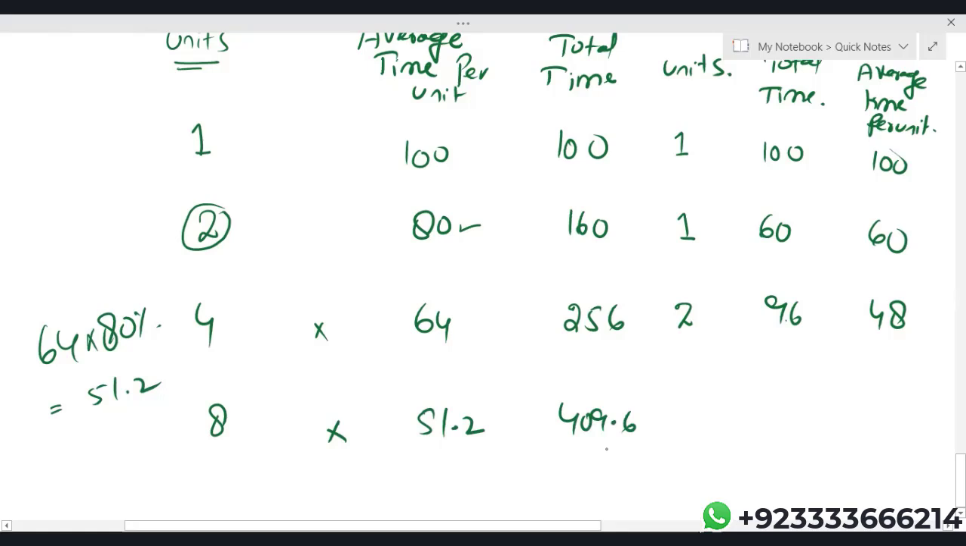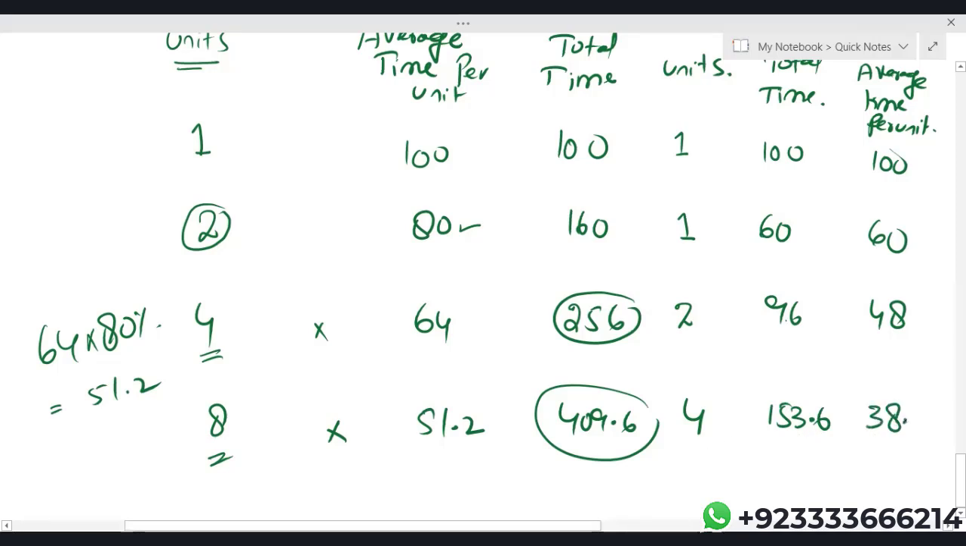409.6. How many incremental units are we producing? Previously 4, now 8. So incremental units are 4. How many incremental hours? Previously 256, now 409.6. So incremental hours are 153.6. So 153.6 divided by 4 gives us 38.4.